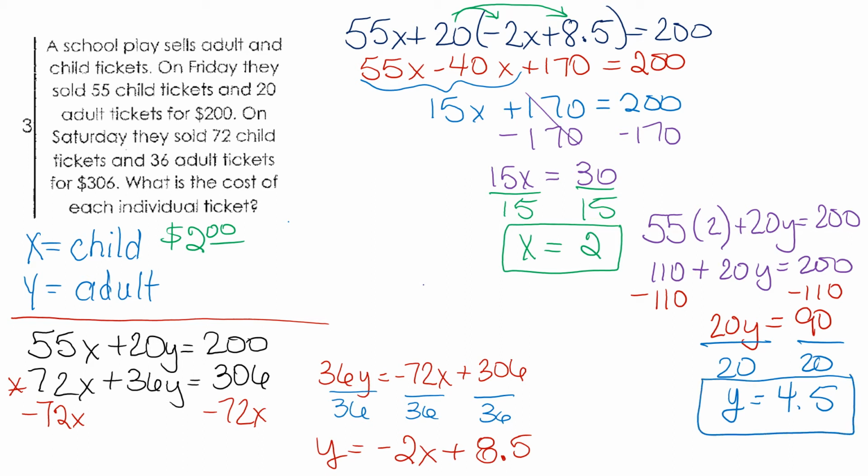Remember, the y represents the adult ticket cost, and so that means my adult tickets, if I'm thinking about money, 4.5 is the same as $4.50. Now, if you were asked to write these as ordered pairs, which a lot of times you don't see in word problems, but if I were to have to write these as ordered pairs, remember the ordered pair would be the x first, which is the 2, and then followed by the y, which is the 4.5, as an ordered pair.